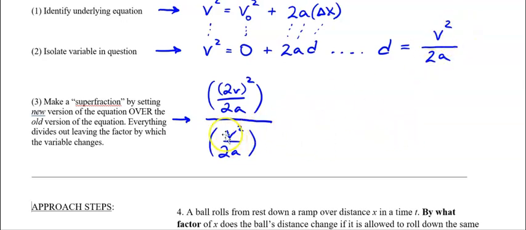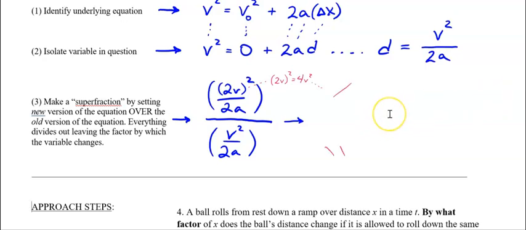Okay, so that's then going to allow us to make the superfraction, and the superfraction is going to be this v squared over 2a, and that's going to be in the denominator. And then we're going to put the new version of this equation with the double the speed. Notice I had to put that in parentheses, so we're going to have to distribute the square, which is going to give us a quantity 2v squared, which is equal to 4v squared. This is a very simple algebra mistake that people make very often, regardless of what math level you're in. It's just a careless error. So we got to be really careful there.